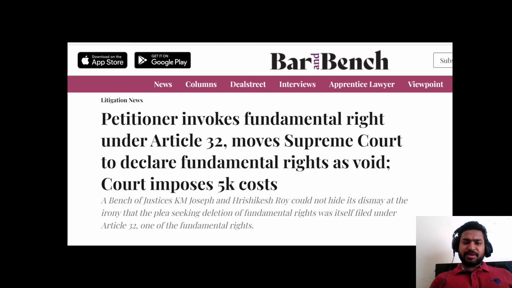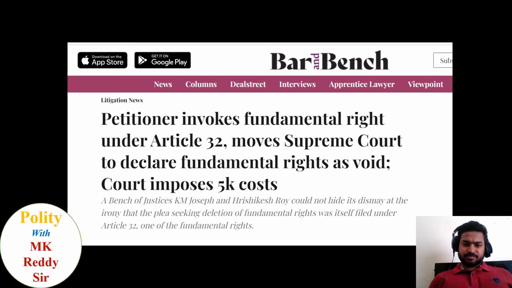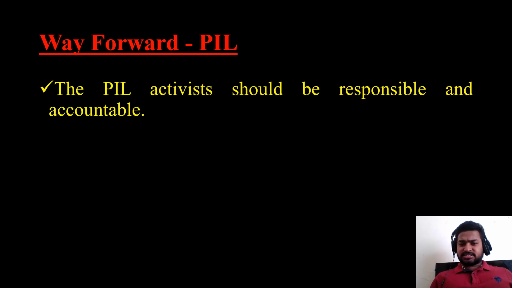Recently, there was a PIL with respect to Article 32 in the Supreme Court, and this signifies the misuse of this concept of PIL in India. So as you could see on the screen, the Supreme Court imposed a fine of 5,000 rupees on the petitioner, and there are so many cases, not just this case, in which the Supreme Court and High Courts are not happy with the petitioners. The real challenge with respect to ensuring legal aid, free legal access and cost-effective legal aid and social justice is to make sure that PIL is effective and cases are disposed of quickly.